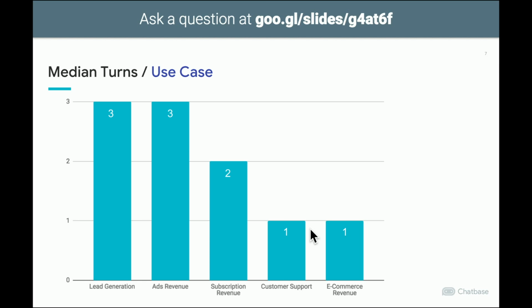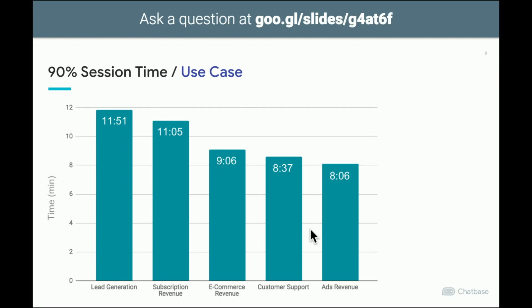Okay, so that's like the median kind of experience. And now I thought it would be interesting to look at the high end. So the longest sessions, the most engaged users, what do those look like for these 5 use cases? So let's take a look. Well, it looks like on the high end, so the top 10% of engaged users in terms of session time spent almost 12 minutes. And again, lead gen was the most engaging in terms of time. So it was almost 12 minutes.